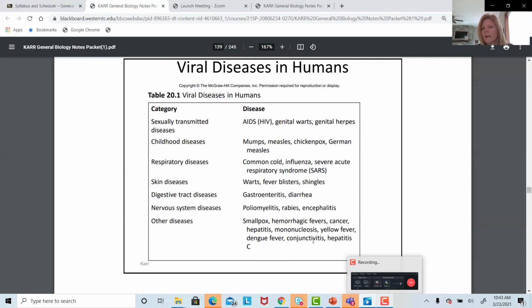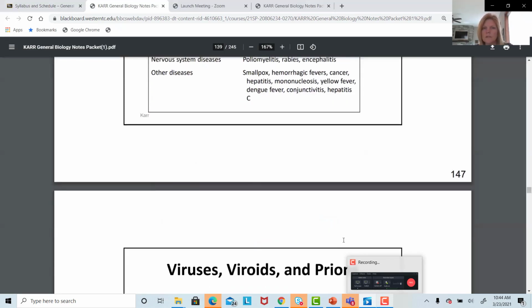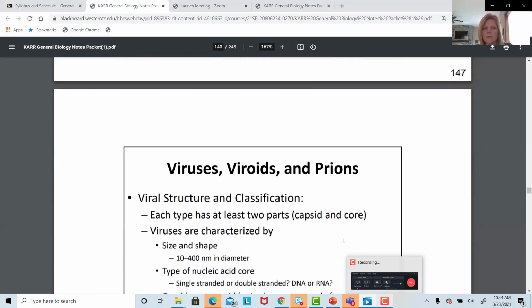Conjunctivitis is another name for pink eye. So that's a common virus that follows a cold and causes pink eye. There is also a bacterial version of pink eye, which can be treated with an antibiotic. Oftentimes antibiotic drops are effective against pink eye if bacteria is the cause. And then another one is hepatitis, which is a virus that infects the liver.